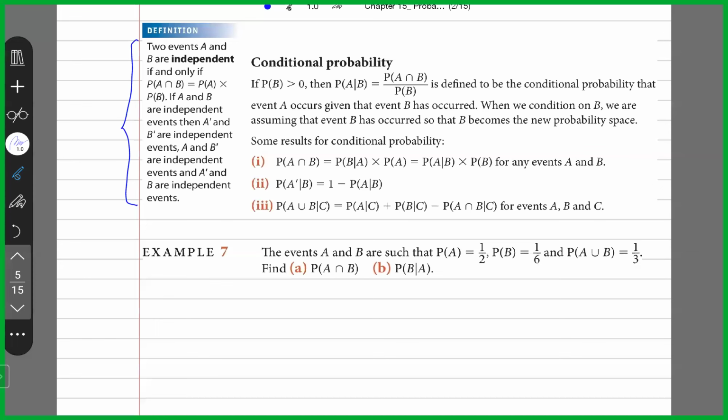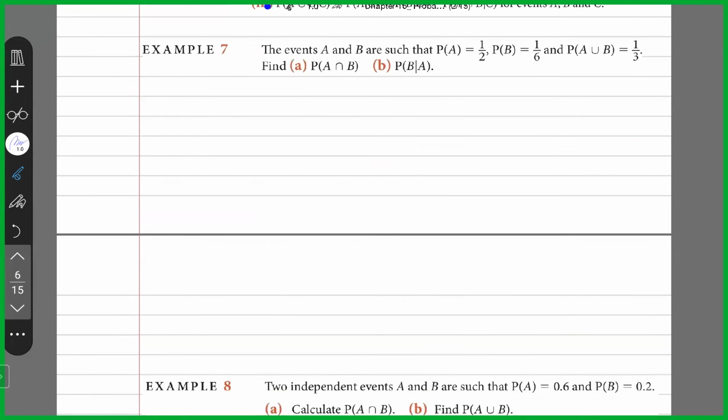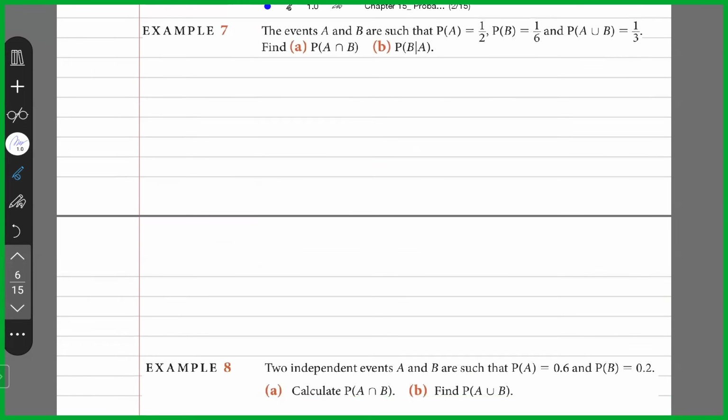All right, so let's have a go at example 7. Example 7 says, events A and B are such that the probability of A is 1/2, the probability of B is 1/6, the probability of A union B is 1/3. We're to find the probability of A intersect B and find the probability of B condition A. Do that very quickly.